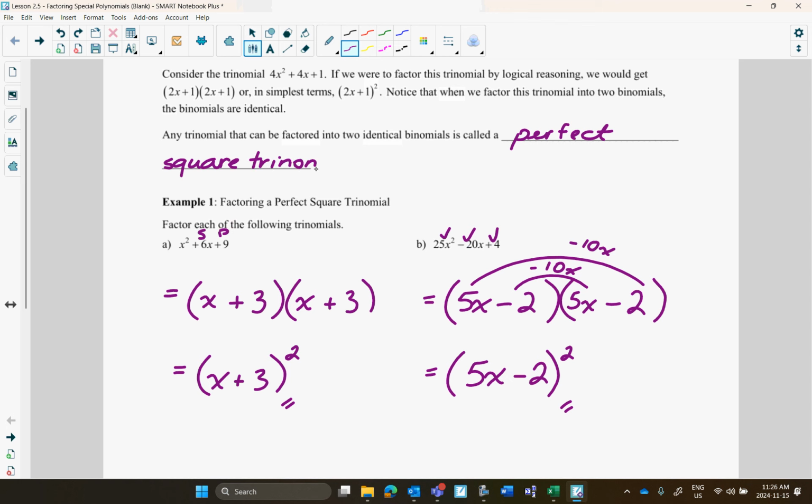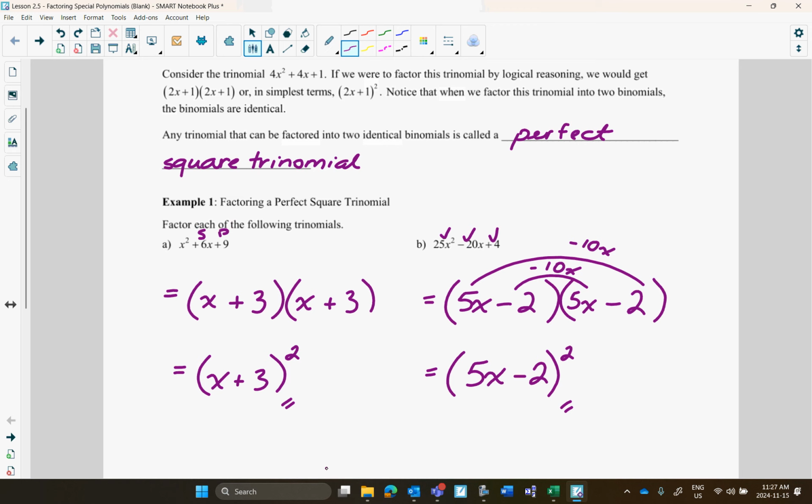Think about when we talked last year and earlier this year about what's a perfect square. It's something that you can get to by multiplying something else by itself. So 25 is a perfect square because you can get to it by doing 5 times 5. 49 is a perfect square because you can get to it by doing 7 times 7. This is a perfect square trinomial because you can get to it by multiplying x plus 3 by itself. It's not a new type of factoring, it's just a special case, that's all.